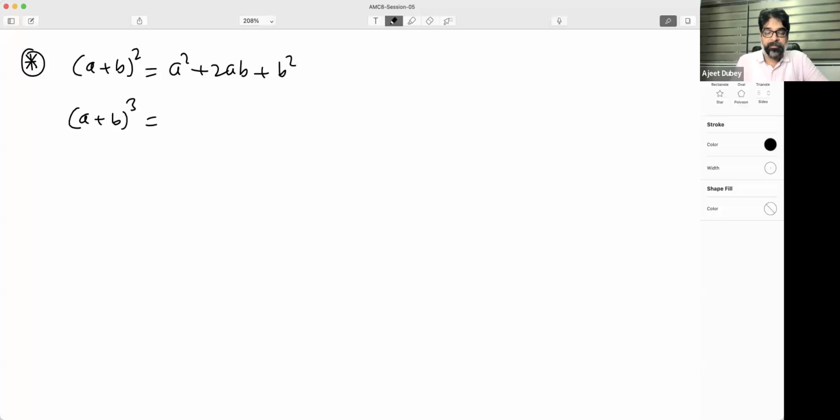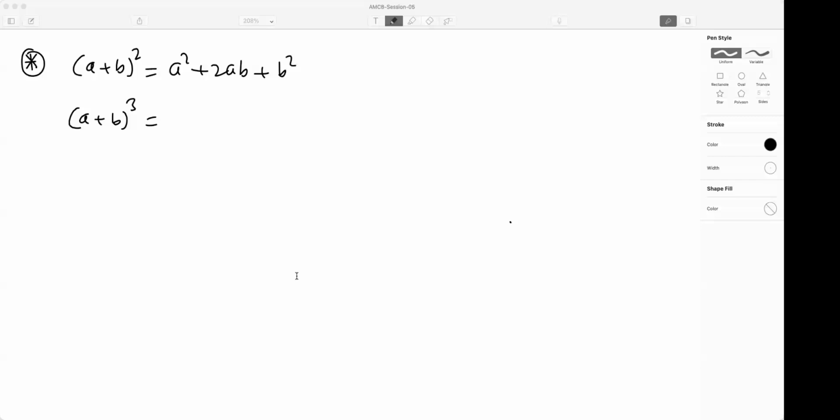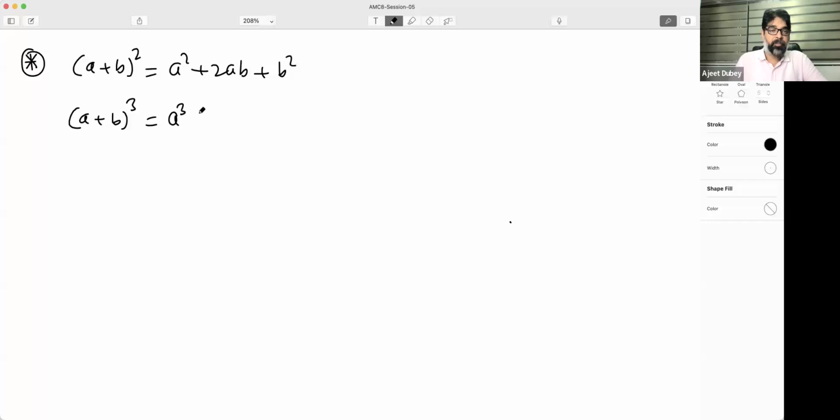Anyone can speak out? (a plus b) whole cube. Anybody can speak out? a cube plus 3a square b plus 3b square a plus b cube. Yes. a cube plus 3ab square plus 3a square b plus b cube. That is (a plus b) power 4 also we can tell. Other things also we can tell. There is no problem at all. It's just expansion. That is called the binomial expansion.